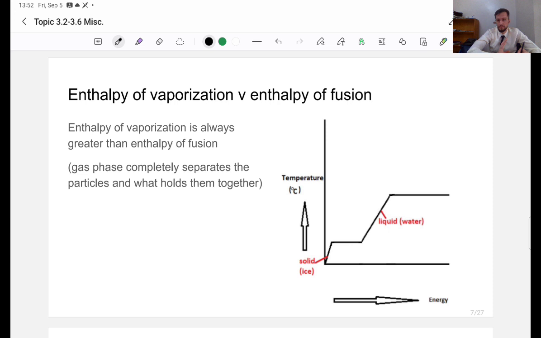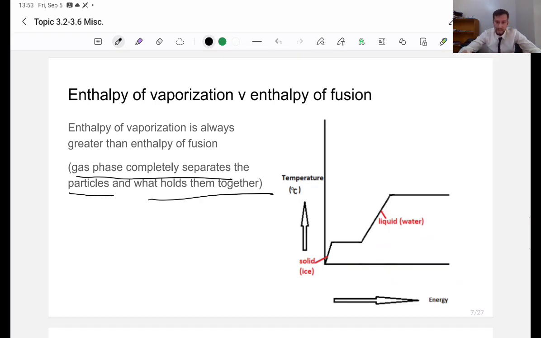And we can justify this or explain this by thinking about that the gas phase completely separates the particles and what holds them together. So comparing a solid to a liquid, for example, water, yes, there's energy that's required to take the solid and turn it into liquid form, but the molecules are not completely separated from each other. They still have the attractions of the intermolecular forces holding them together in liquid form. The density of liquid water compared to solid water is, I believe, like 4% greater.